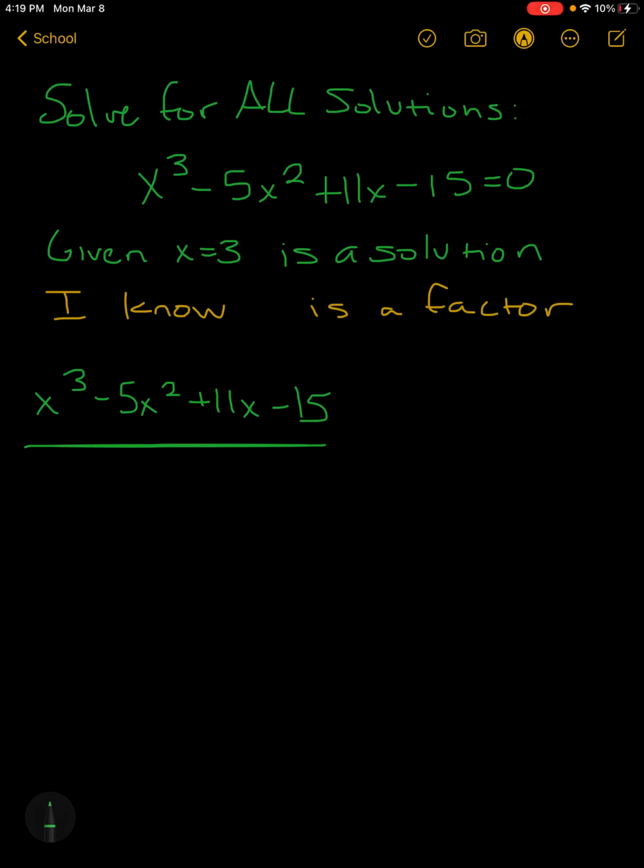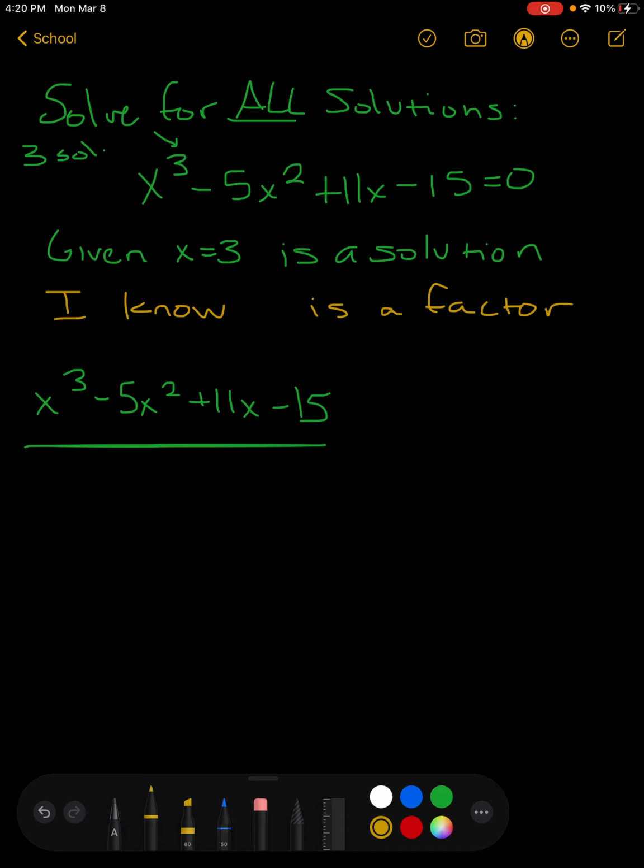We are going to look at the answer for slide 9 of the Desmos, which asks us to solve for all solutions for x cubed minus 5x squared plus 11x minus 15, keyword being all, and the fact that we have a cubic tells us we're going to have three solutions. And it also tells us given x equals 3 is a solution.